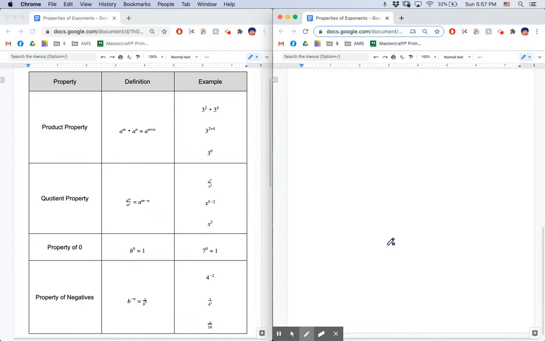This table on the left here is the same table you have on your Canvas page. Keep referring to it. You can actually start applying these properties. But this video is going to be a short video giving you some intuition where these properties come from. Essentially, kind of mini proofs.